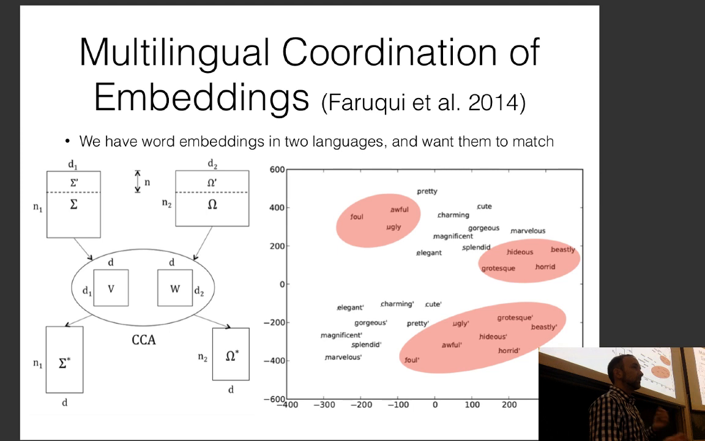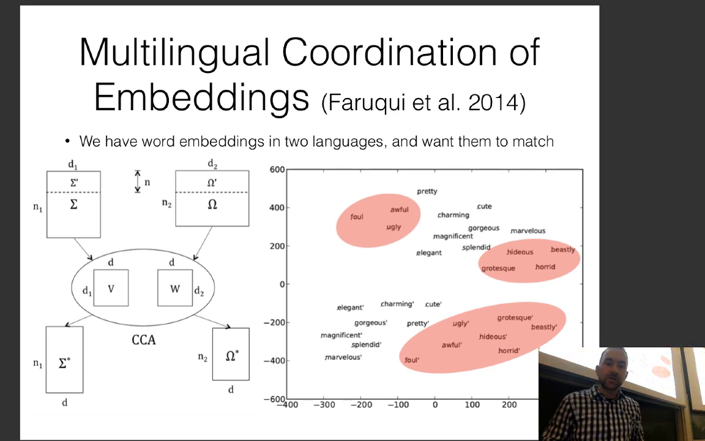So using this multilingual supervision actually allows you to improve your embedding spaces. In this example here, the embedding space on the top has good things and bad things kind of mixed up and spread apart, whereas after you do the multilingual coordination of the embeddings, you get all the nice things and all the bad things kind of separated apart.